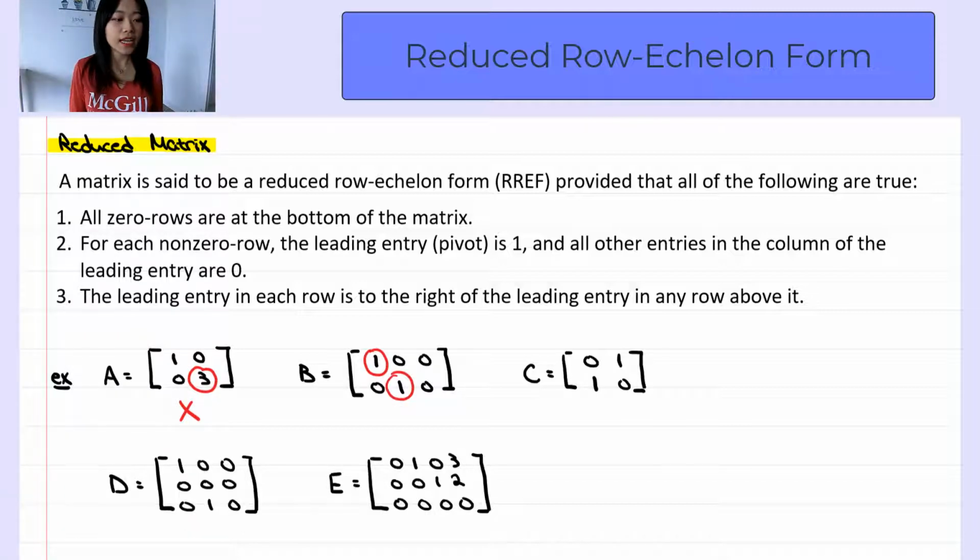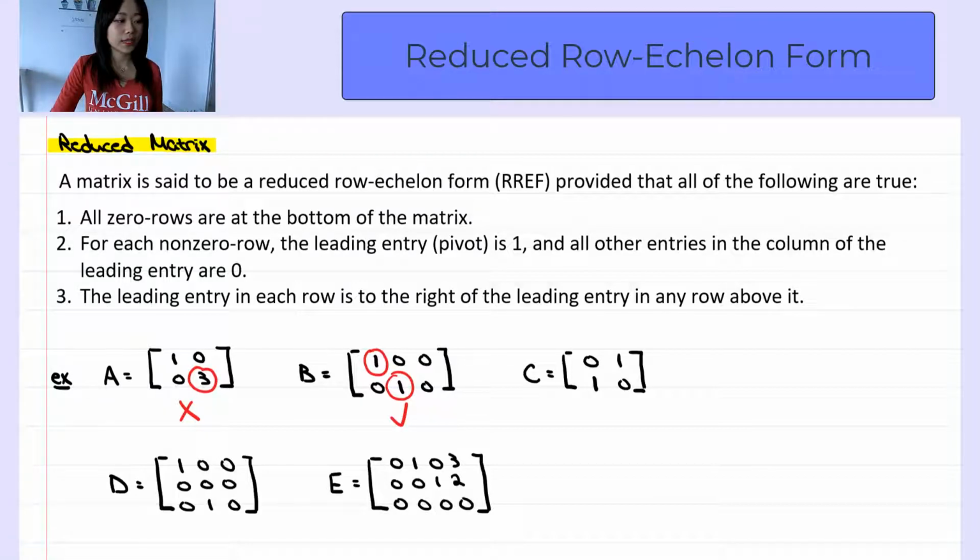And the second half of the second condition says all other entries in the column where there's a leading entry are 0. Let's look at the first column. Other than the leading entry, the other entry is 0. And in the second column, the only non-zero number is the leading entry. So the second condition is met. How about the third condition? The leading entry in each row is to the right of the leading entry in any row above. This is also true since the leading entry of the second row is to the right of the leading entry of the first row. So matrix B is in reduced row-echelon form.